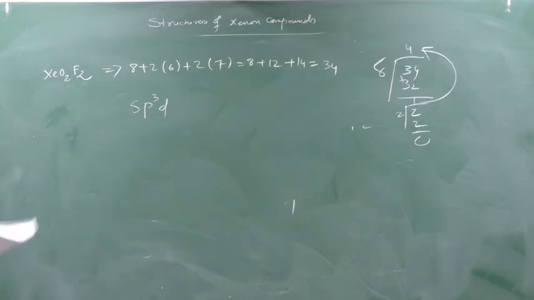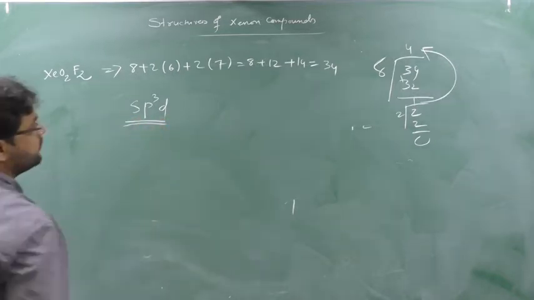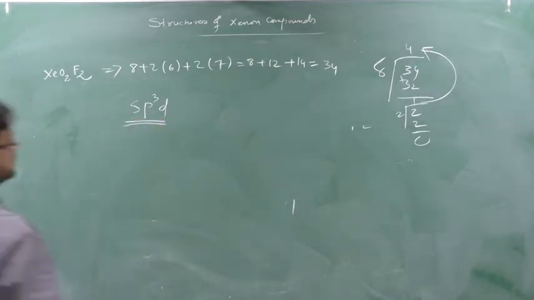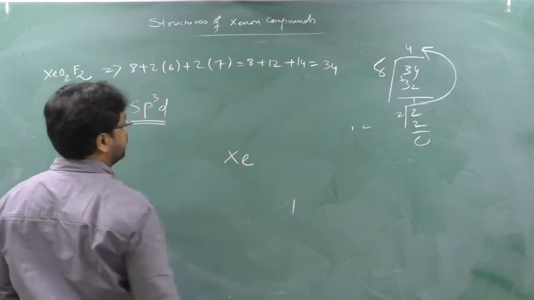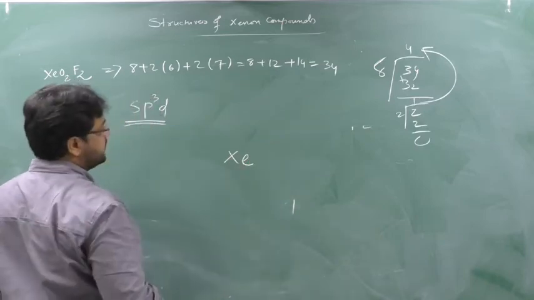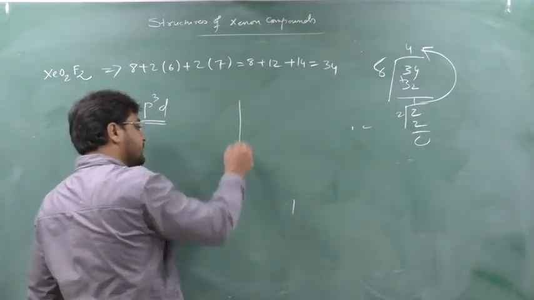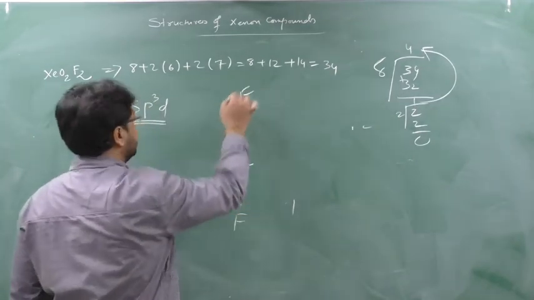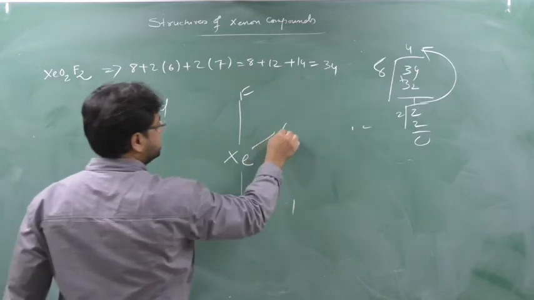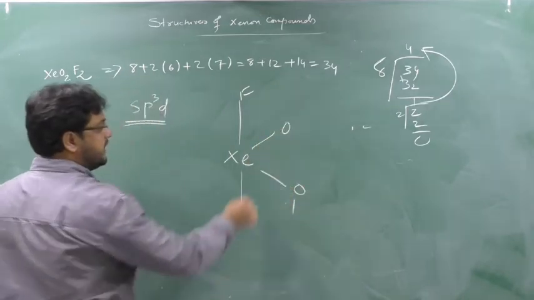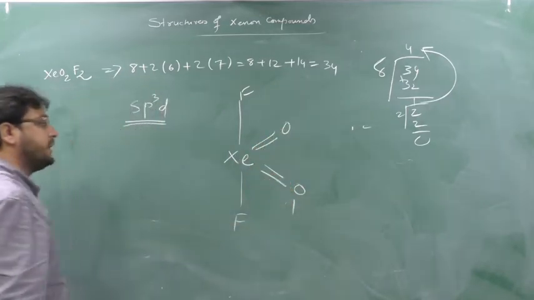Trigonal bipyramidal. You are thinking the shape is trigonal bipyramidal, but no. See here, we have to see XeO2F2. Fluorine are how many? There are 2 fluorine, so they will acquire the axial position. Oxygen are how many? 2. So here one oxygen, and here one oxygen. But as you know, they have to make a pi bond because oxygen requires a double bond.